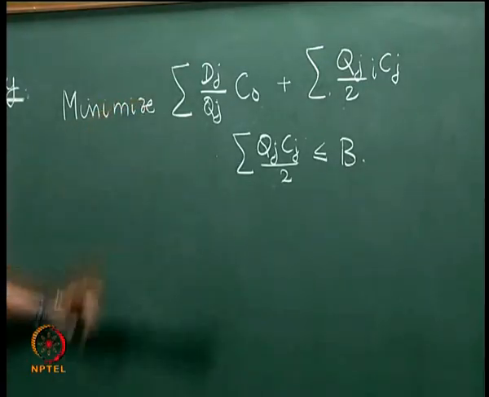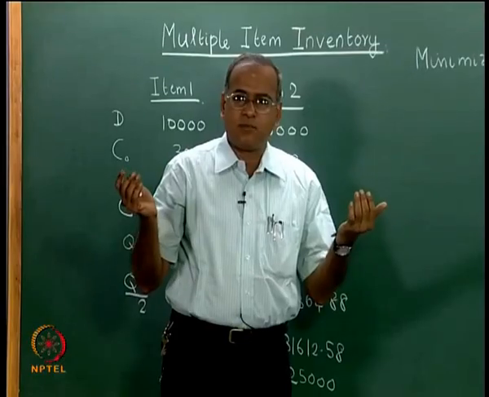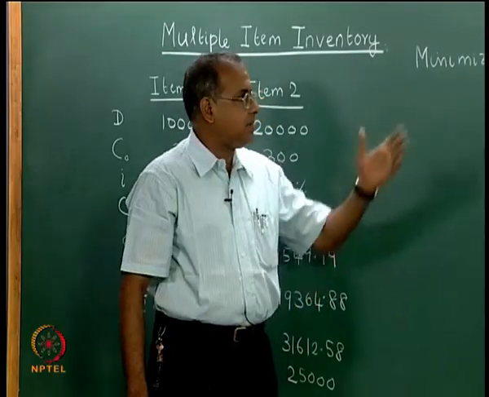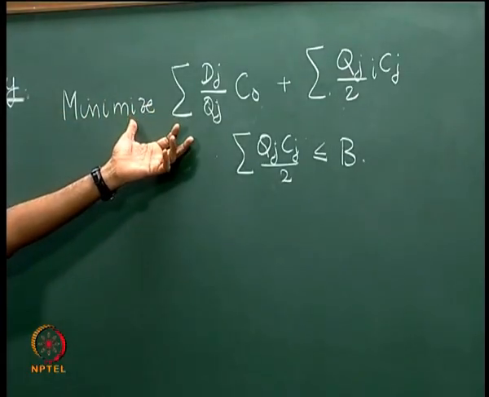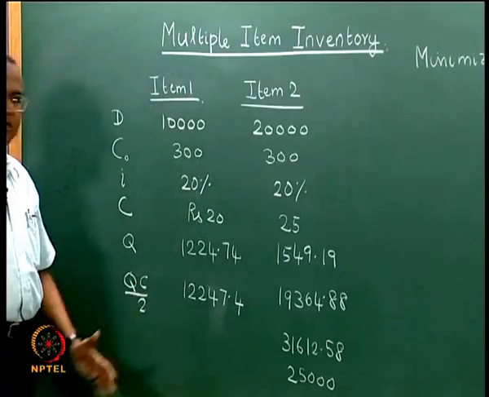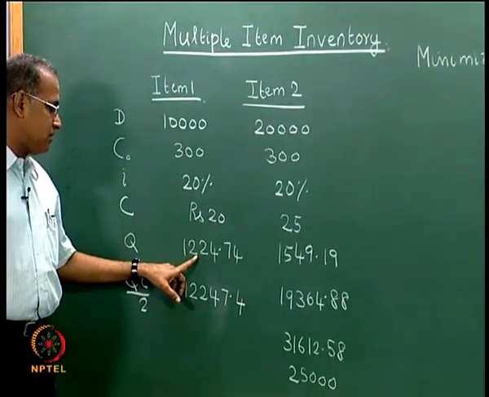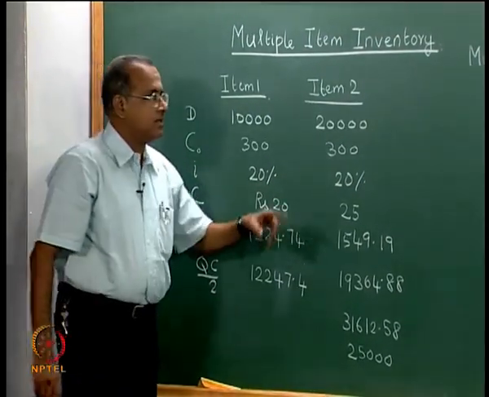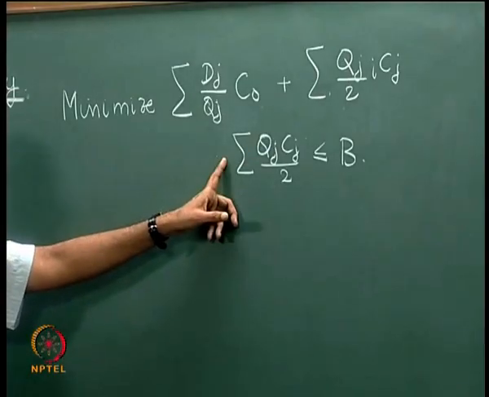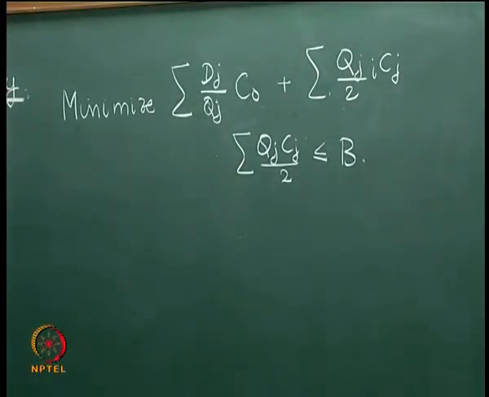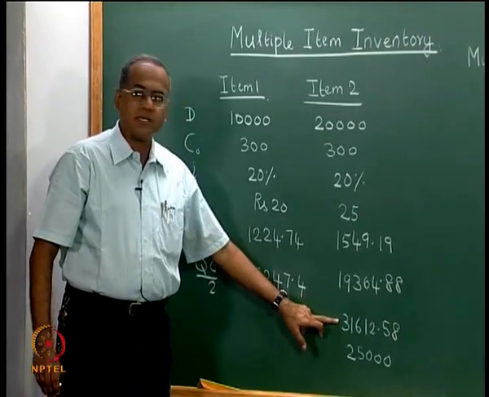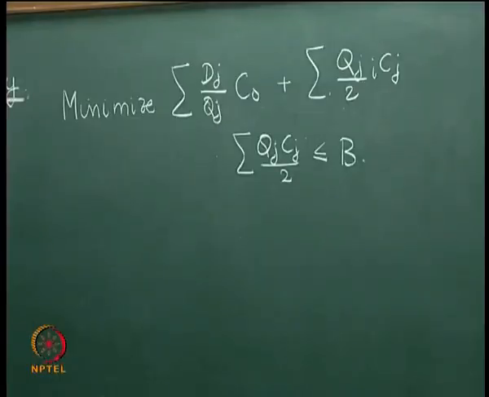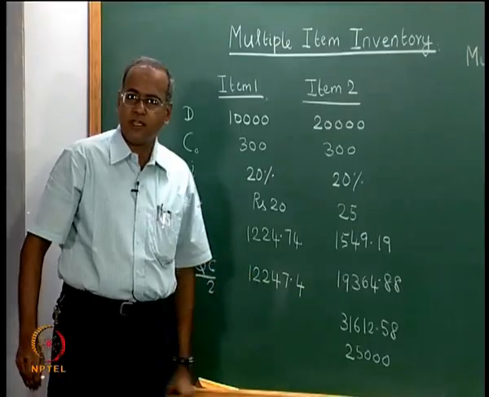Now, when we solve this unconstrained optimization problem, it turns out to be two independent problems, one for each item, where the optimum solution is the economic order quantity itself. We have already calculated the economic order quantities, and the values are 1224.74 and 1549.19. The value of summation Qj Cj by 2 for the economic order quantity is 31612.58.